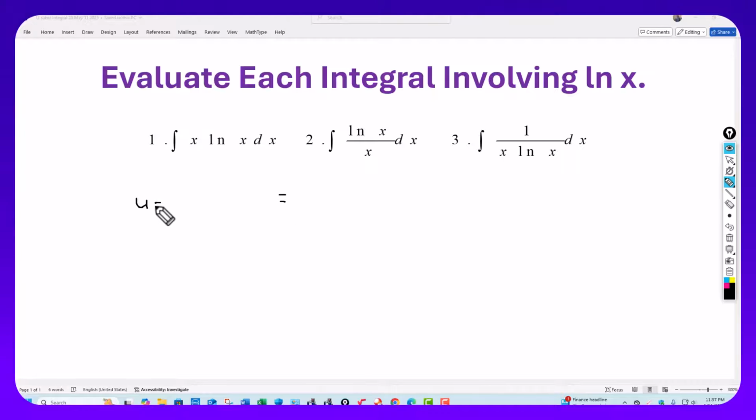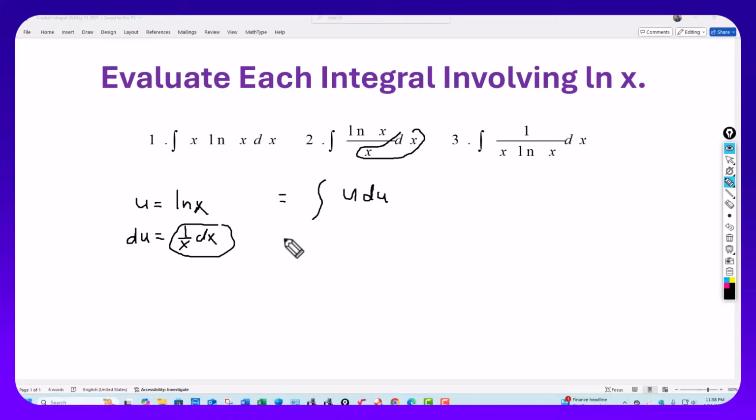Now for number 2, I'm going to let u equal ln of x. Normal u-substitution, du would equal the derivative of ln of x, which is 1 over x dx. So ln of x, that's your u. And the dx over x right here, same thing there, is du. So this is simple integration with respect to u. Add 1 to the exponent here of 1, we get a u squared. Divide by that value plus the constant of integration.